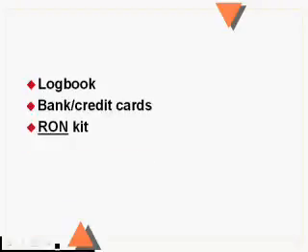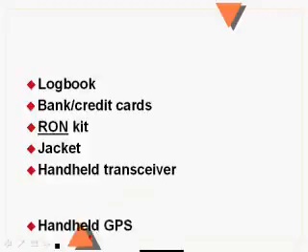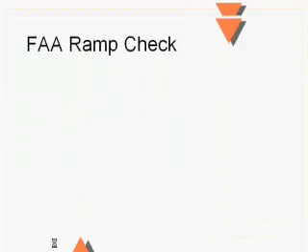Remain Overnight, RON, Remain Overnight kit. Just a bag with an extra set of clothes in it. You might want to take a jacket. If you got some spare $300, you can get a handheld transceiver with VHF COM and VOR receiver in it. You might want to bring a handheld GPS in case you have full electrical system failure. You can still figure out where you are going on top of your dead reckoning and pilotage. But like I said, I'm not going to ask you about this list on the test.